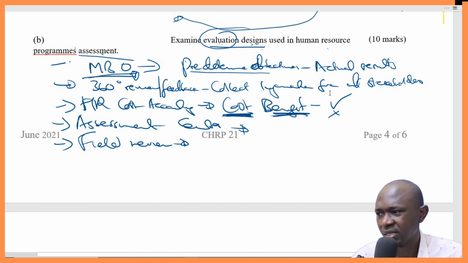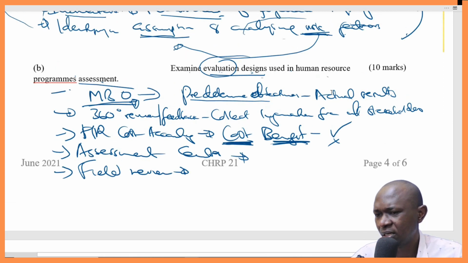So any 5 will be attracting 2 marks each. That will give you 10 marks.